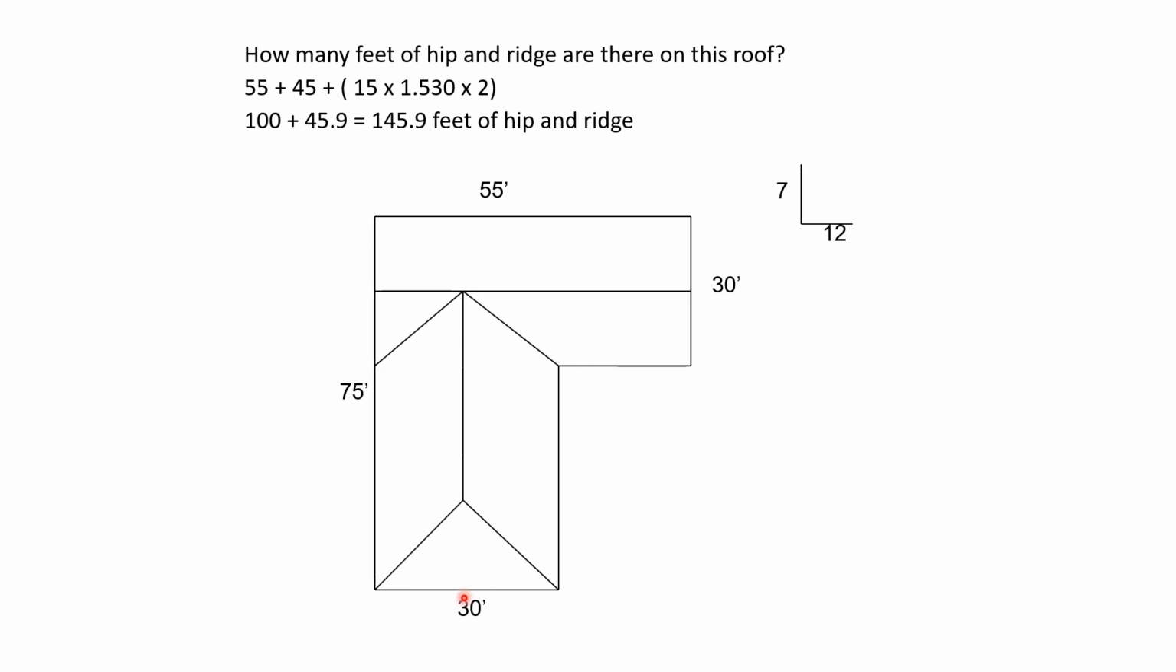But it's the common run, which is the horizontal measurement, that is the number you use to apply the hip and valley factor. It's not the flat area factor, it's the hip and valley factor. Okay, so remember it's 1.530 times 2, so it's 100 plus 45.9, 145.9 feet of hip and ridge. That's where you do that. That's a lot of fun.